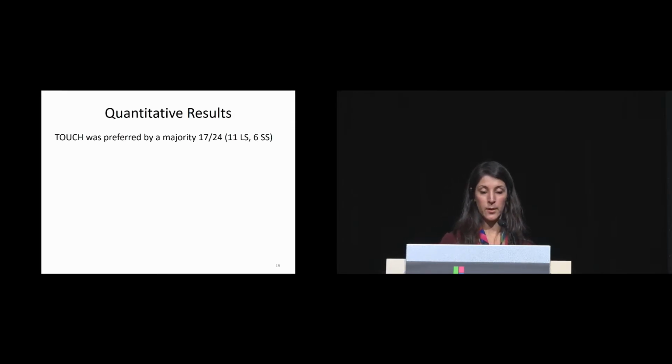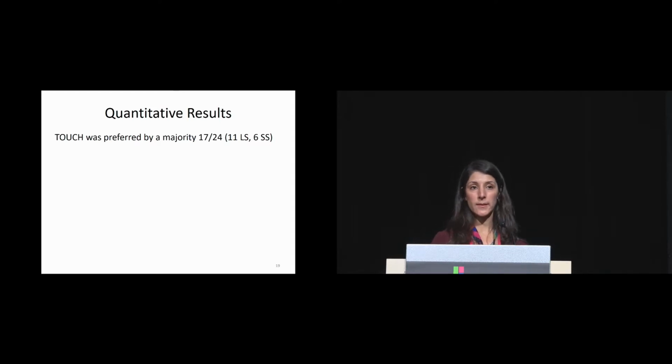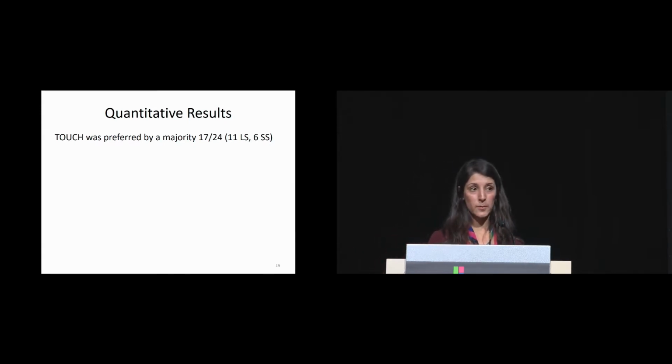Okay, so now let's see some results. We first examined user preference for cross-device technique and found that touch was preferred by the majority of our participants, including half of the people that were seated at the short side of the table. So this came to us as a surprise because those people had difficulty accessing out-of-reach data.